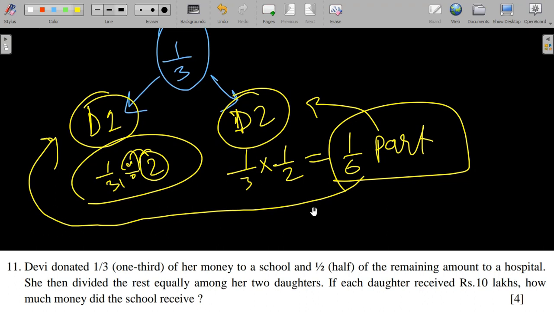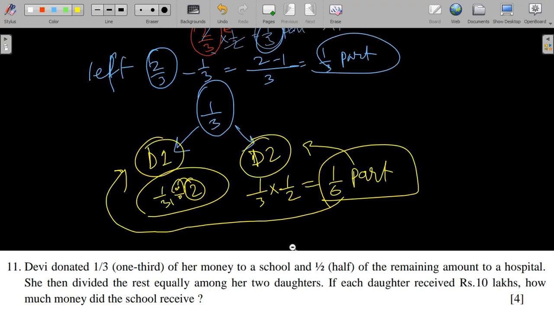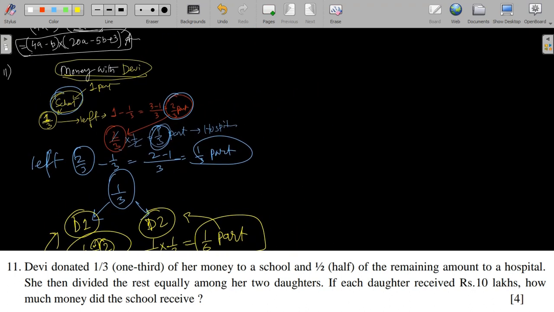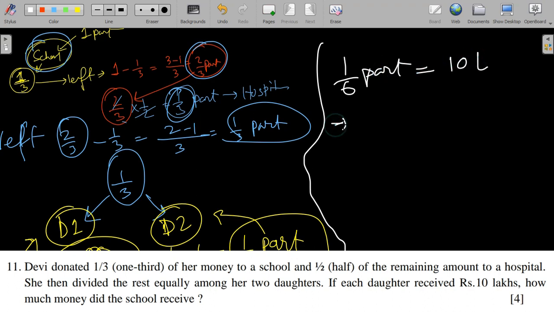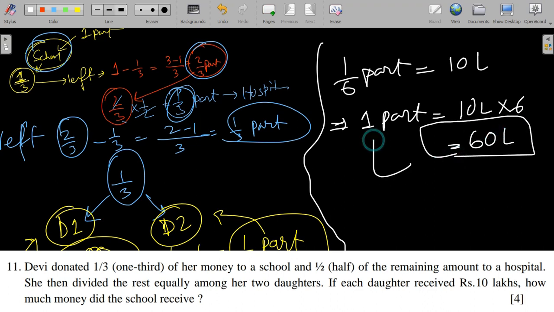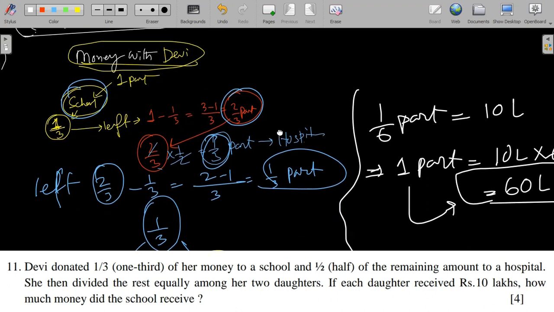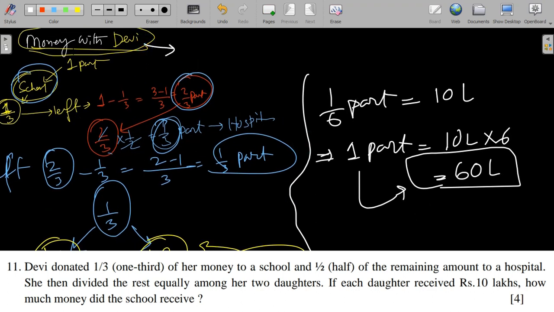Now they have told us in this question, if each of the daughters received 10 lakh, then how much money did the school get? So let us do the final calculation. Both the daughters have got 1 by 6 part, so according to the question, this 1 by 6 part is equal to 10 lakh. If we cross multiply, this 6 goes to the other side. So 10 lakh into 6 gives us 60 lakh rupees. So the total money with Devi was 60 lakh rupees.